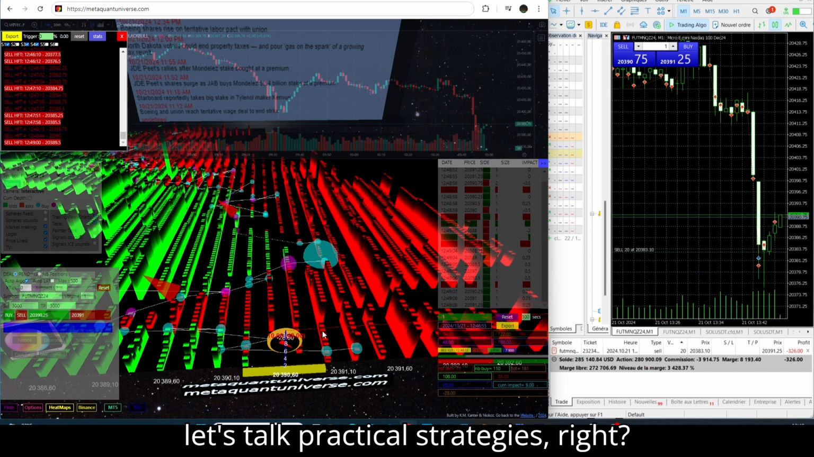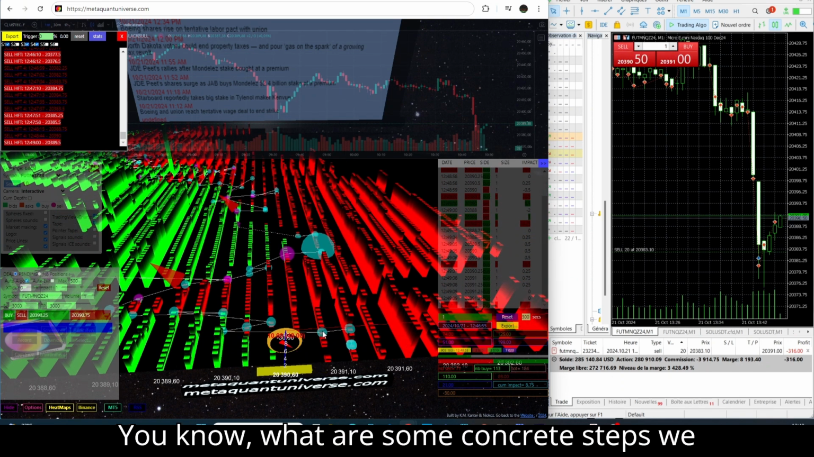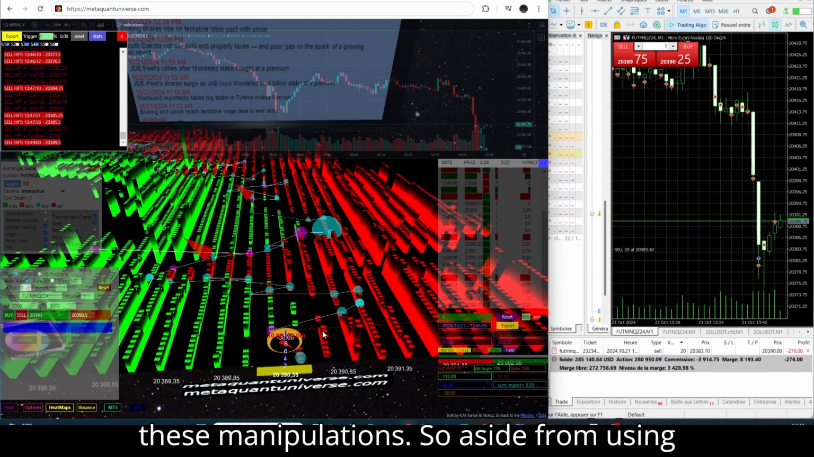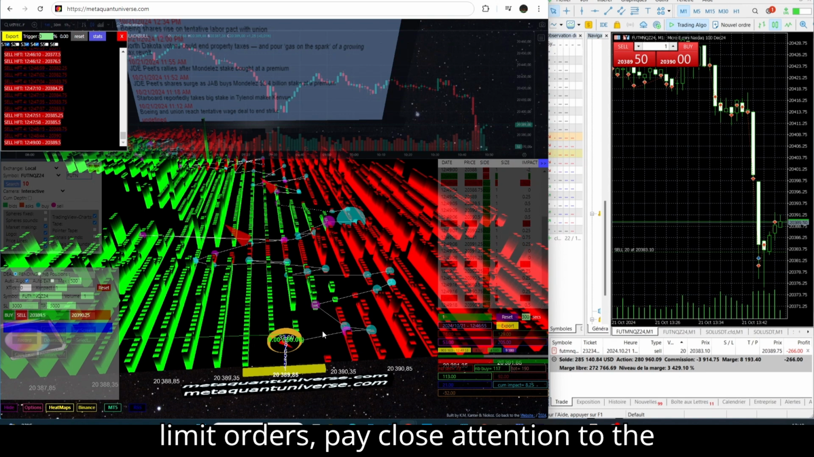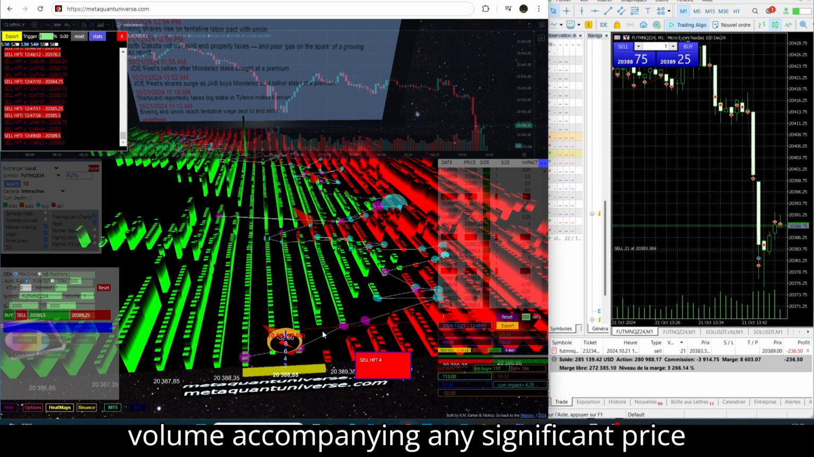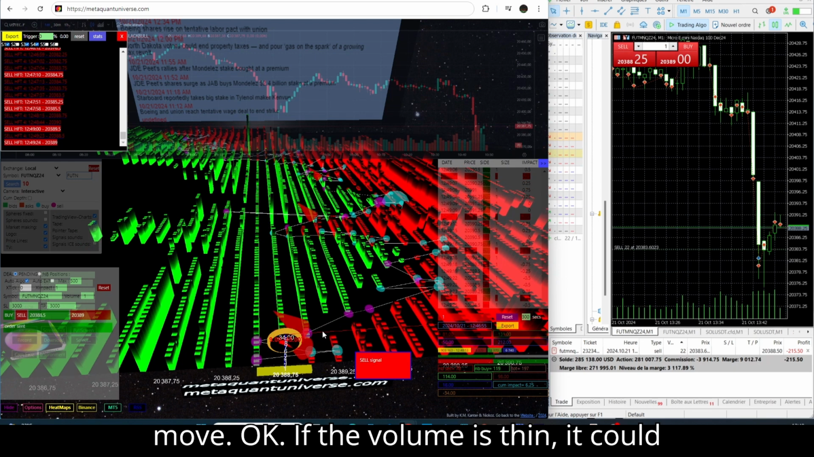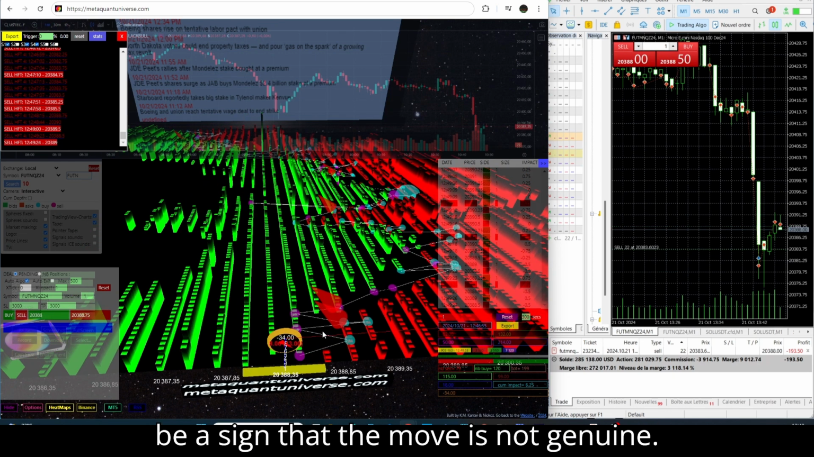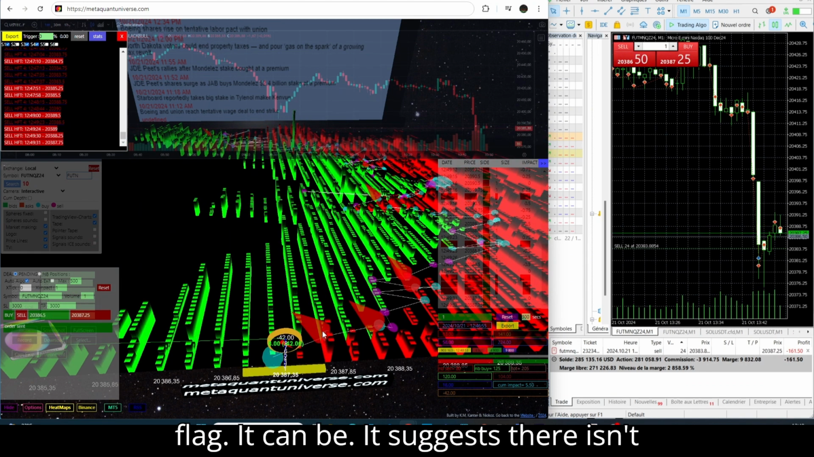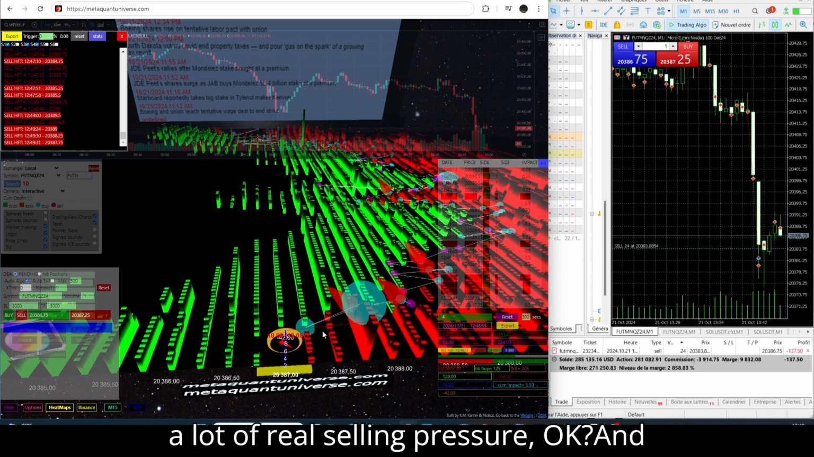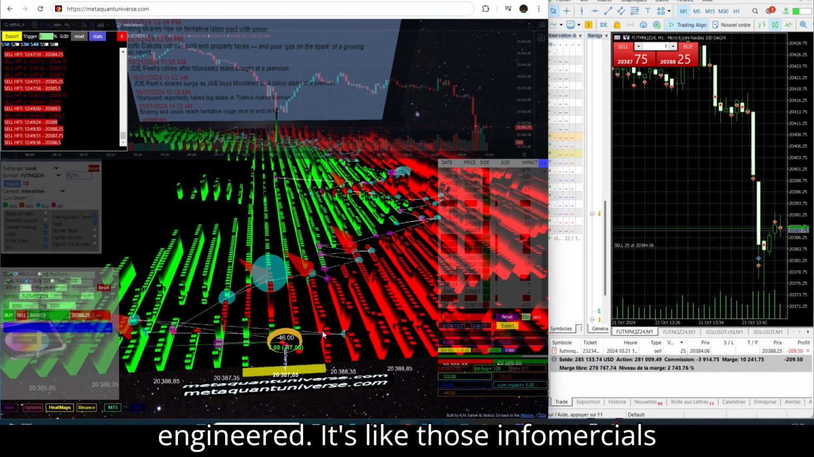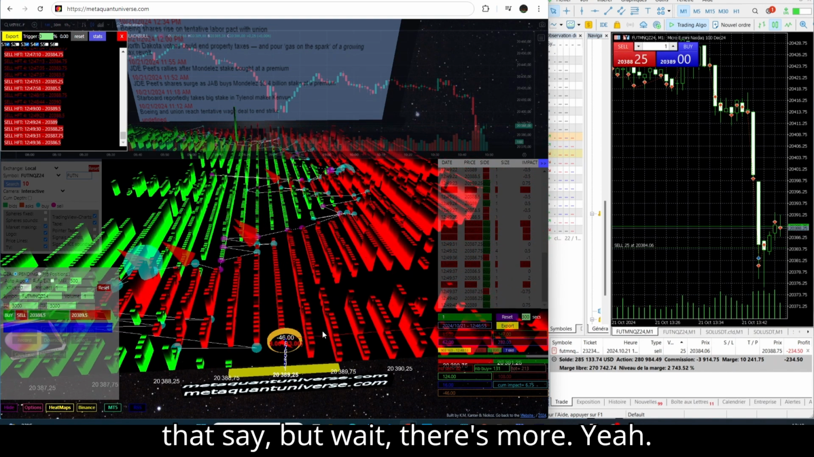But let's talk practical strategies. What are some concrete steps we can take to avoid getting caught in these manipulations? So aside from using limit orders, pay close attention to the volume accompanying any significant price move. If the volume is thin, it could be a sign that the move is not genuine. So a big price drop on low volume, red flag? It can be. It suggests there isn't a lot of real selling pressure, and the drop might be artificially engineered. It's like those infomercials that say, but wait, there's more.